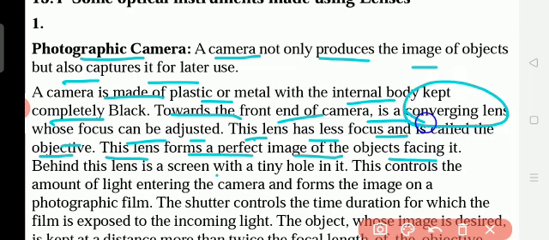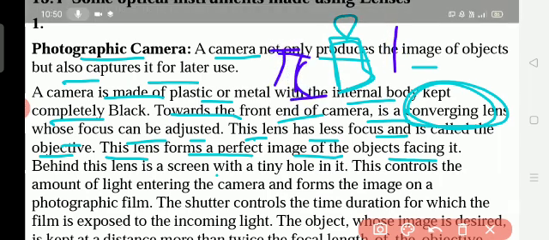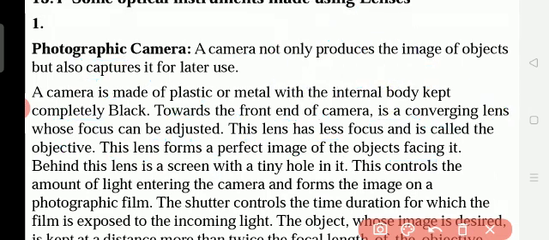So why do they use the converging lens? A diverging concave lens always forms an erect, virtual image. But a convex lens forms mostly inverted, real images. So that is why we use the convex lens. Understand? So this lens forms a perfect image of the object facing it.